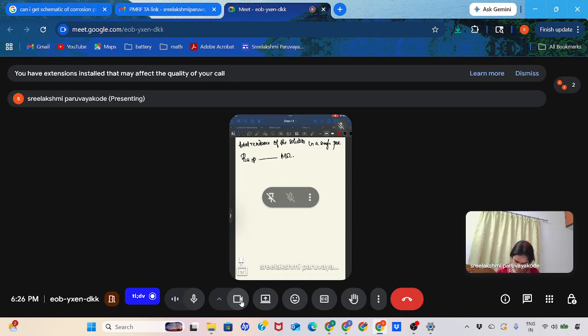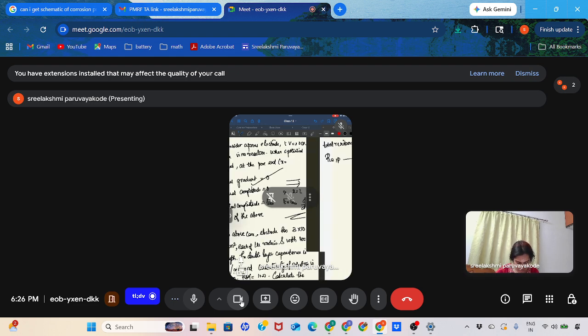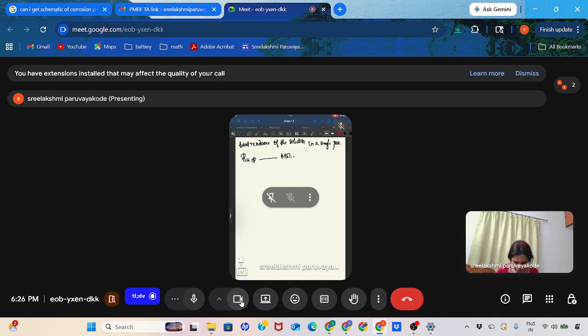So this is question number 7. Just because it's written on the last page, I'll write it again: 3 into 10 to the power minus 6 per centimeter square, radius equal to 1 micron, pore length equal to 400 micron, CDL equal to 20 microfarad per centimeter square. So what is the formula?